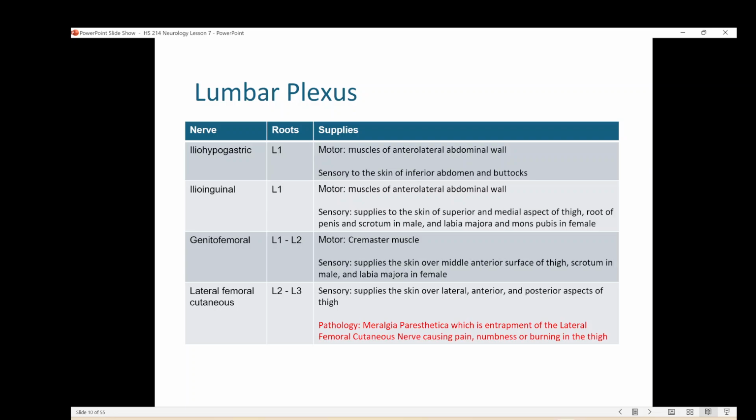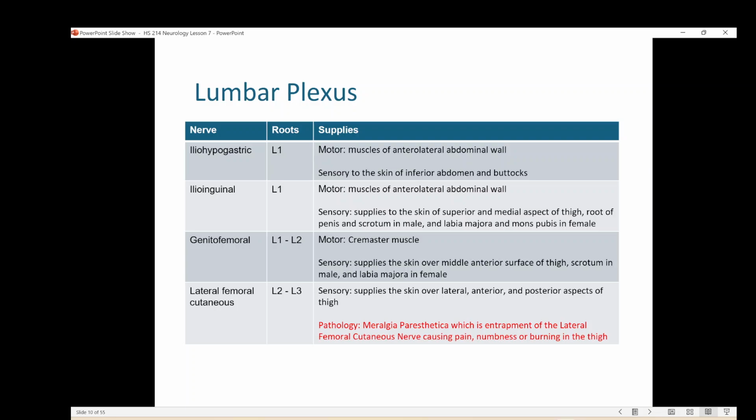iliohypogastric. This one comes from the root L1, and it's going to do motor to the muscles of the anterior lateral abdominal wall, and it's going to do sensory to the skin of the inferior abdomen, but it does go down around to the back and innervates the buttock area. Right, so sensory to the skin of the inferior abdomen and the buttock. That's the iliohypogastric.